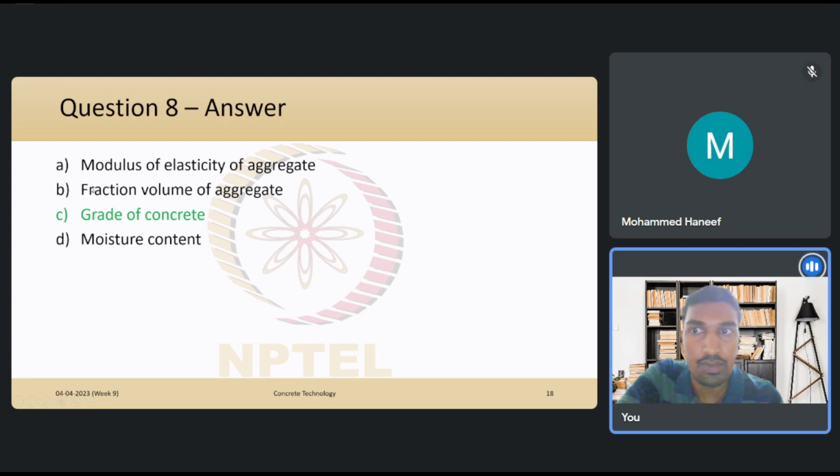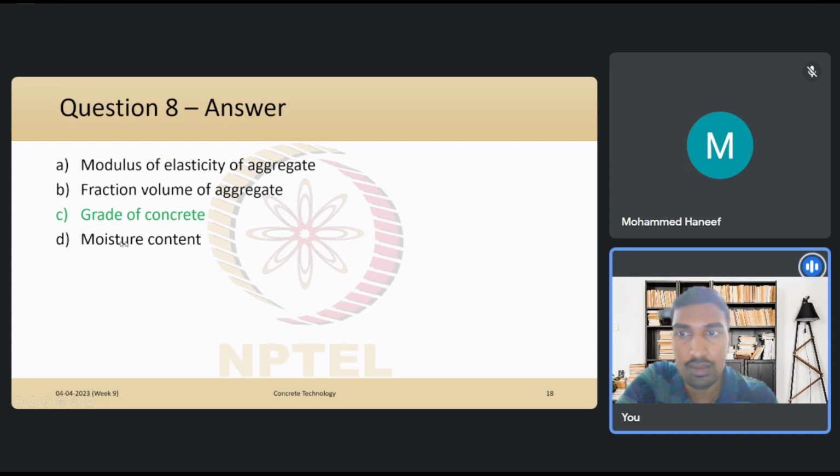Similarly, when you have higher aggregate content, which is a higher volume fraction, you will see that the expansion will be lesser, because it is the paste which will experience more expansion relative to the aggregates. Therefore, with a higher content of aggregate, the overall thermal expansion of the concrete as a whole will be lesser.